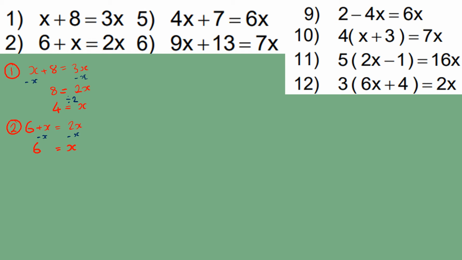There we go. So these two are a little bit different in that the greatest positive amount of x was on the right hand side. So we ended up with the x's on the right, and that's absolutely fine. We'd read our final answers as x equals 4 and x equals 6. Okay, try the next 2 and unpause in 3, 2, 1.